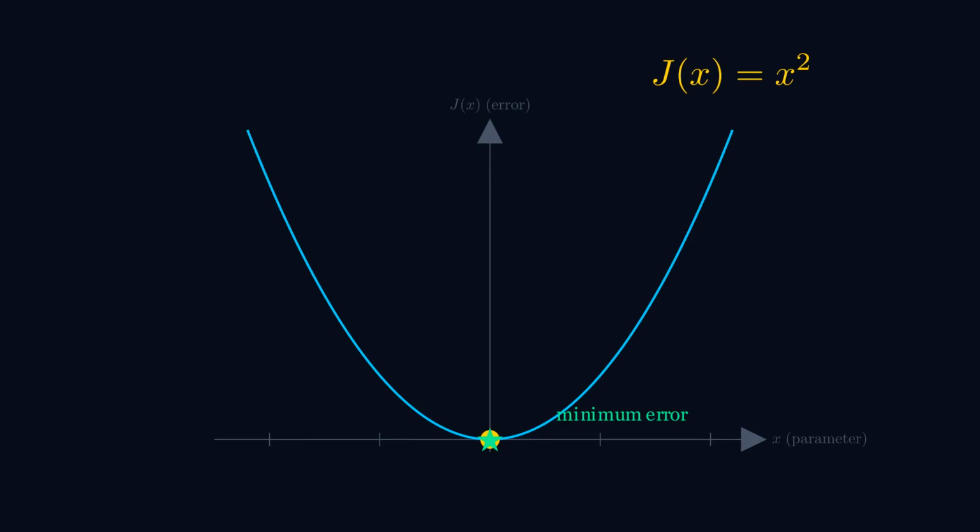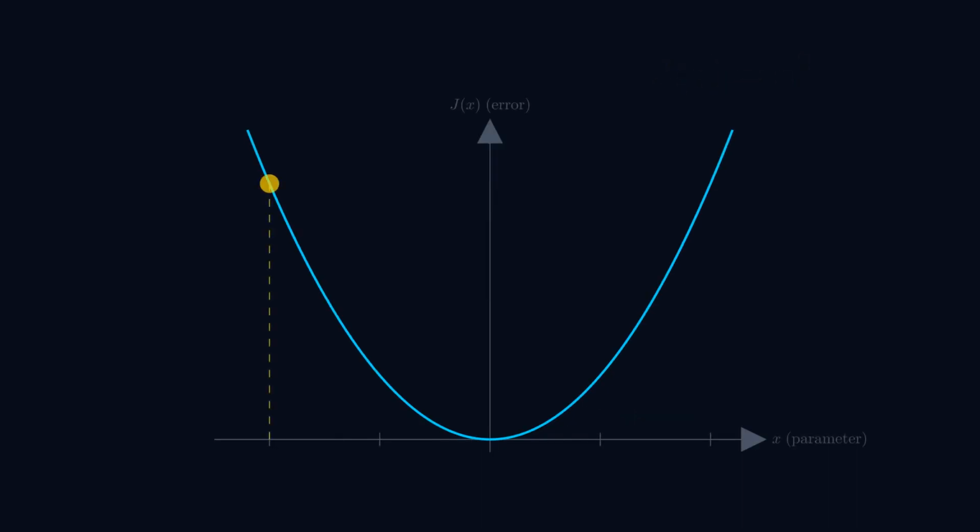The simplest loss function is f of x equals x squared. Clean, symmetric parabola. Every position on this curve represents a different parameter setting. Move left, error changes. Move right, error changes. Your job: find the exact x that minimizes this function. That is the parameter where your model makes the fewest mistakes.